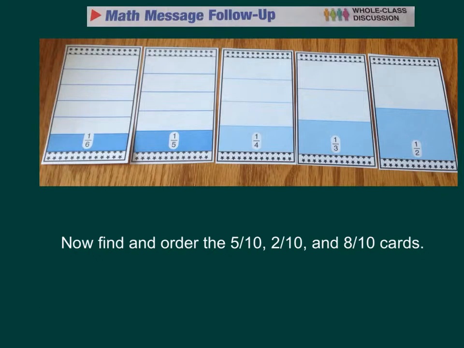Boys and girls, as you can see, these are all in order. We have 1/6, 1/5, 1/4, 1/3, and 1/2. So as you can see, the smallest fraction has the largest denominator, which is 6. The largest fraction has the smallest denominator, which is a 2. Now find in order 5/10, 2/10, and 8/10. Pause the video now.